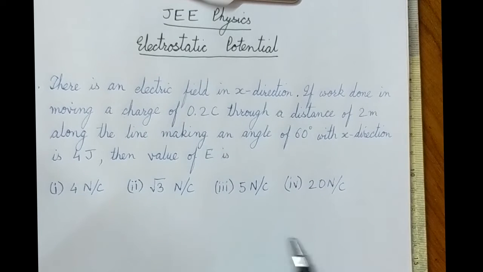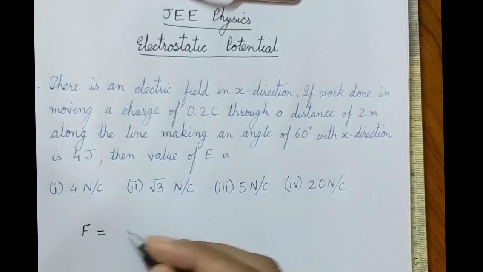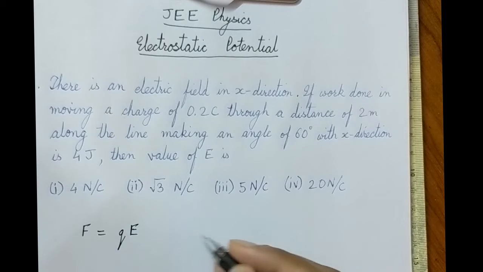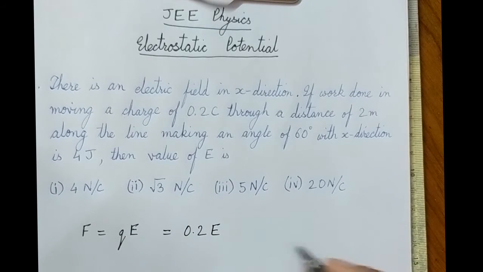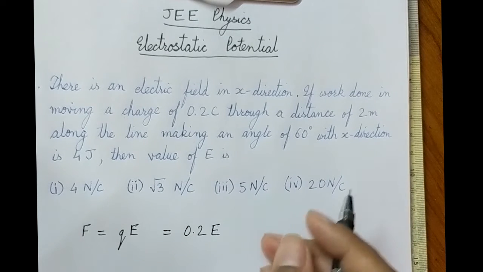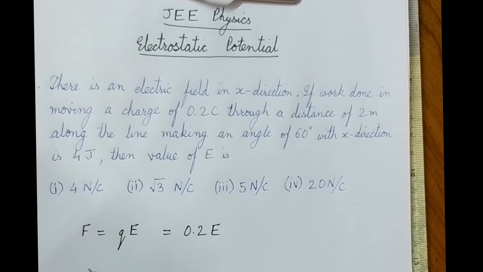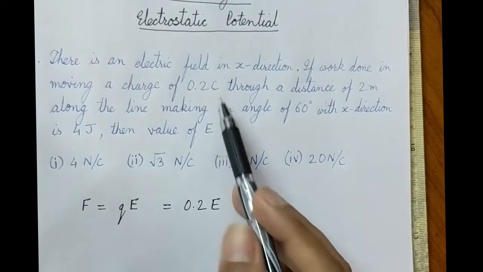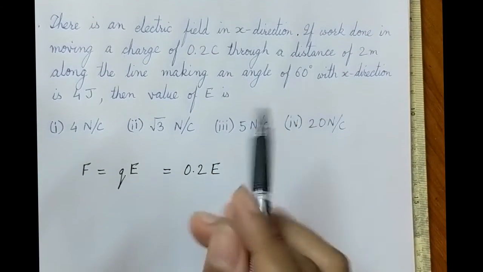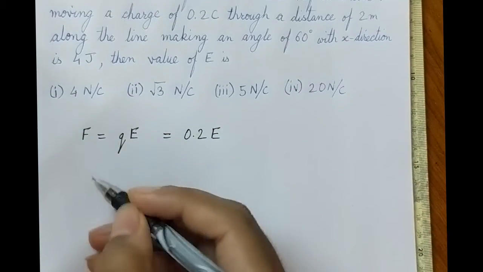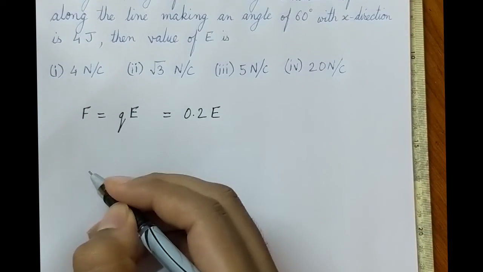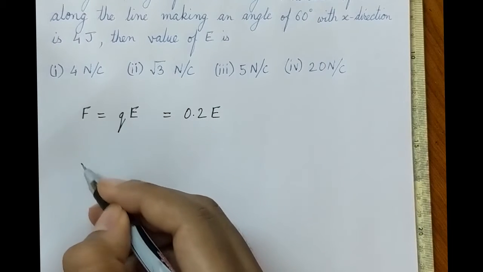So when we have a charge in an electric field, first step is to go for the force. The force we know is given by Q into E, that is 0.2 into E. I'm not keeping any units, we don't need that in MCQs. If the units are all in SI, you really don't need to worry about your units because they'll only slow you down. Next, we need to find the work done. That's what it says here.